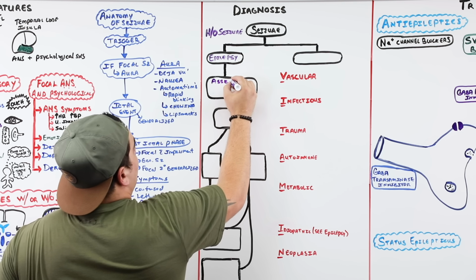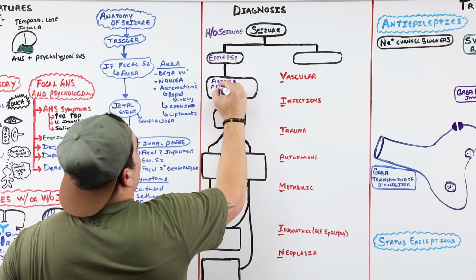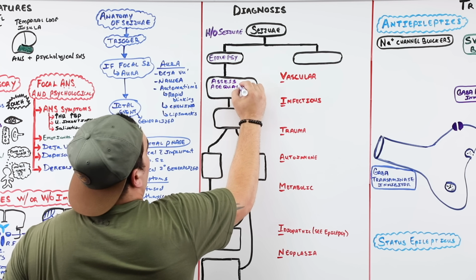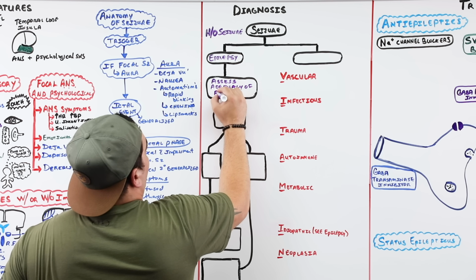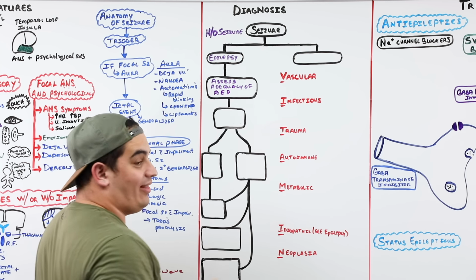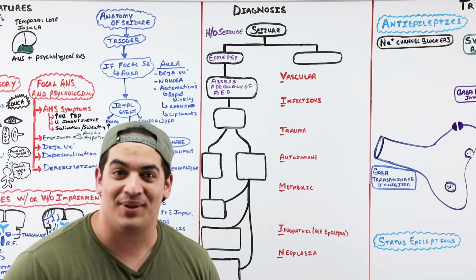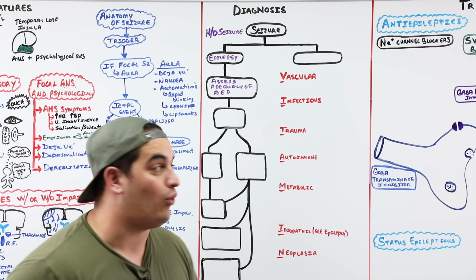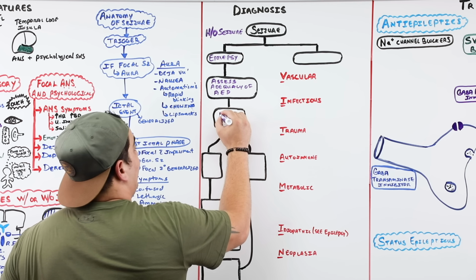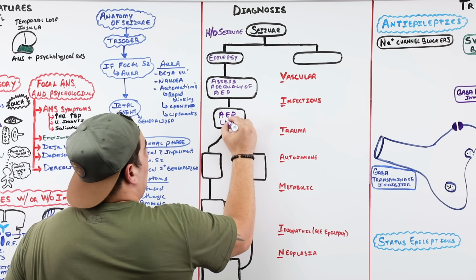We need to assess adequacy of the anti-epileptic that they are taking. How do we do that? Check a level. If they're on a particular drug that you can check a level for, check the AED level.